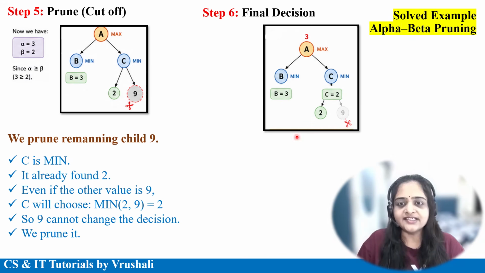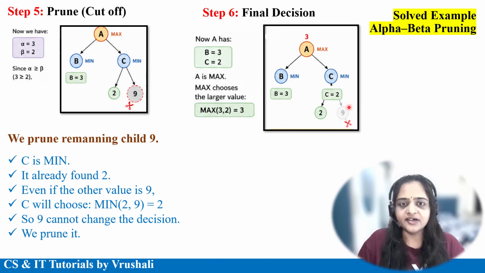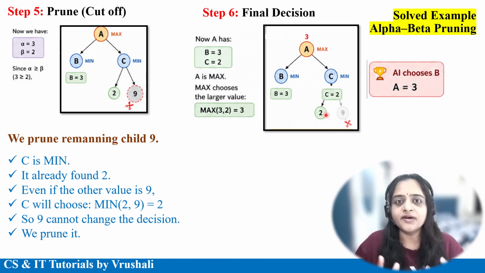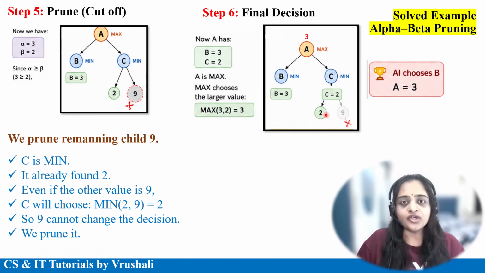Now your final decision is in this way. See here. So B stored the value 3, C stored the value 2. A is the maximum, right? So maximum 3 and 2. Which one is maximum value? 3. So value of A equal to 3. Means AI choose B, AI choose C and their values for moving purpose, right? Because in tic-tac-toe, in chess, there are multiple moves and a computer wants to select the best move, right?